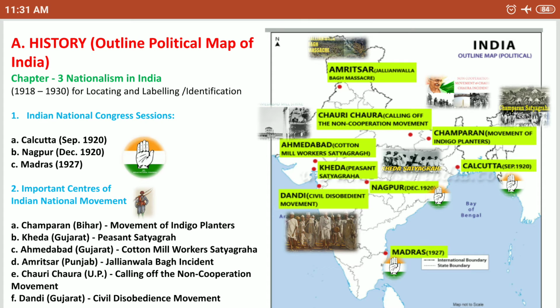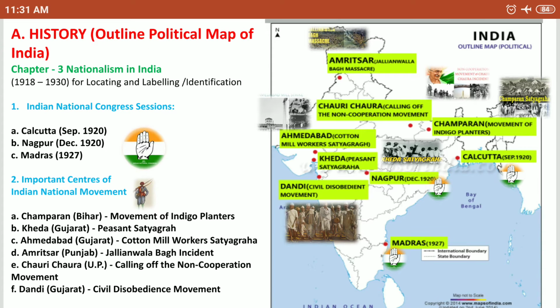So here we have the map of our country, India. In CBSE there are four Congress sessions: one is Calcutta, another is Nagpur, Madras, and the Lahore Congress session of 1929. Look at this: Calcutta, September 1920 Congress session.